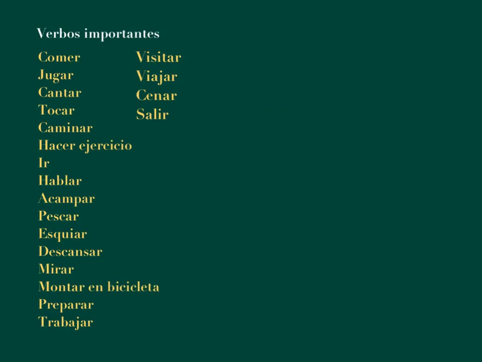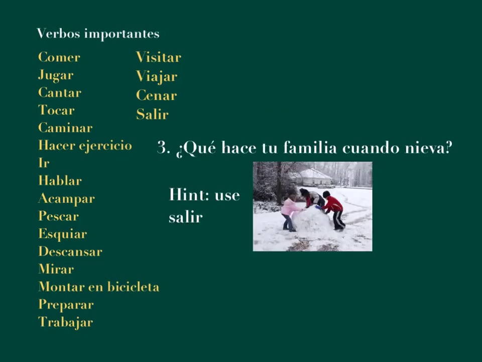Okay, let's try one more practice question here. Y al final, ¿qué hace tu familia cuando nieva? Little hint here, use the verb salir, to leave or to go out, and that might help you out a little bit. Y una respuesta. Mi familia sale de la casa para jugar. Could have just said, mi familia sale de la casa. My family leaves the house. Either way is fine, as long as you have the verb in the right form. Notice family is the subject here, so we want to make sure we have it in the it form.